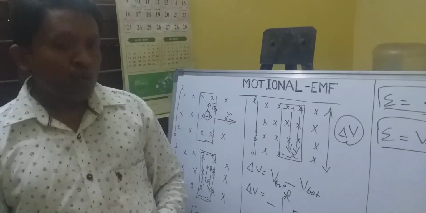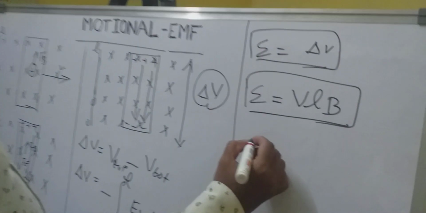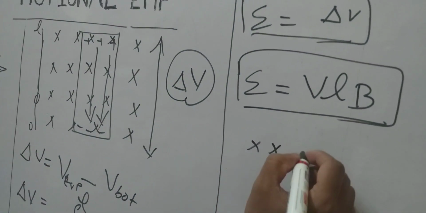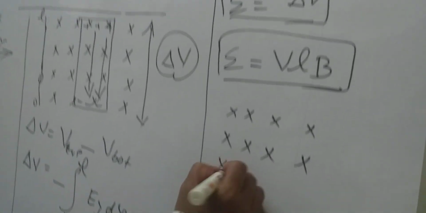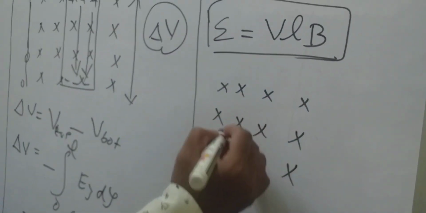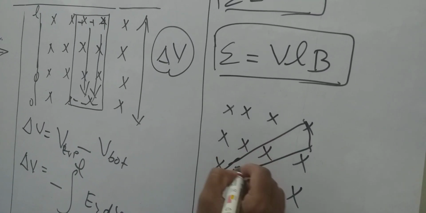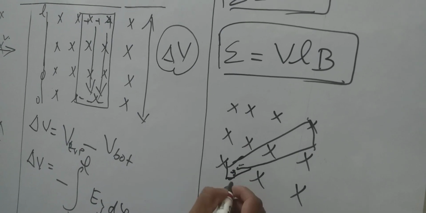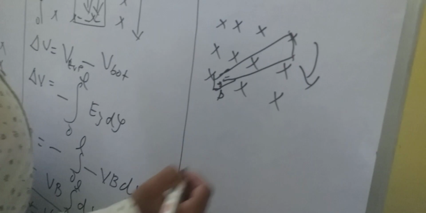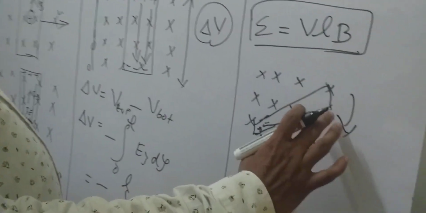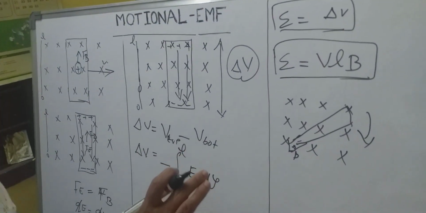Now we will see one small numerical example. One conductor is here, and one magnetic field is here. The conductor is rotating about this pivot in a clockwise direction. The question is, how much potential difference is created between the ends of the rod? This is the magnetic field.